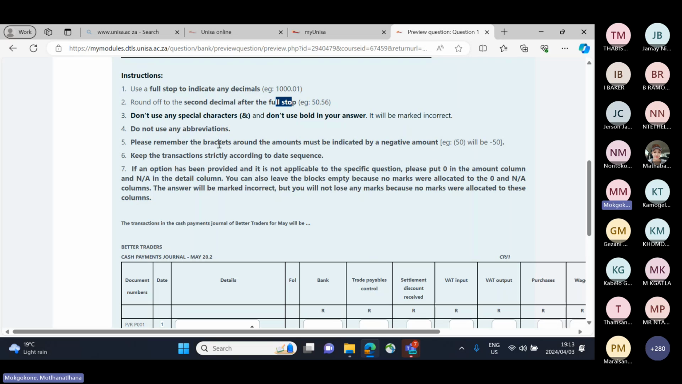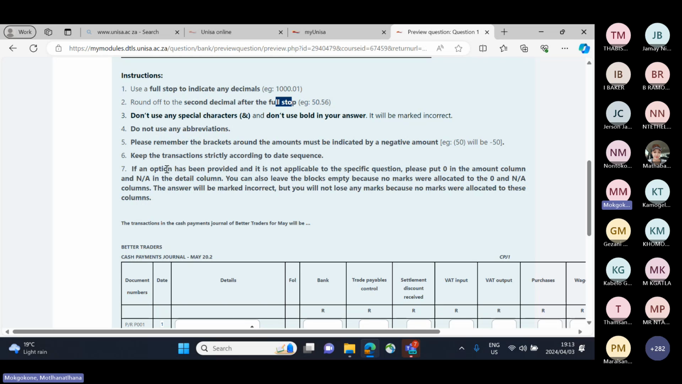Please remember the brackets around the amounts must be indicated by a negative amount. Like many students in assessment, they put brackets and also they put minus 50. You must only put minus 50. Don't put the amount in brackets, because many students during assessment put brackets and minus 50, and it will not be correct. You must say minus 50, that will be marked correct. Keep the transaction strictly according to date sequence.